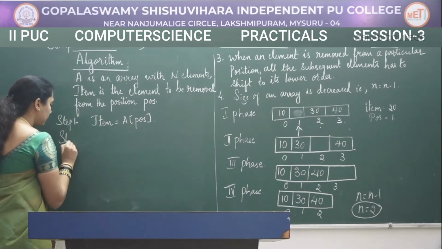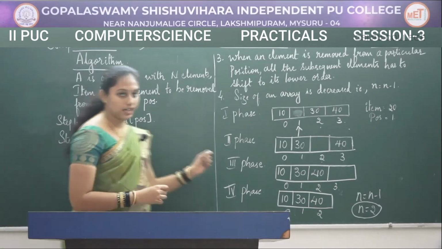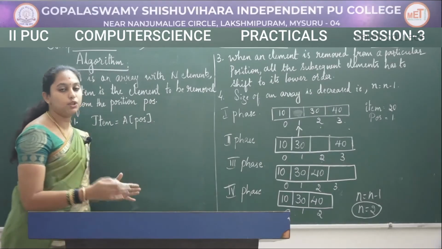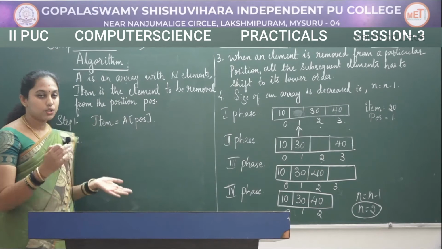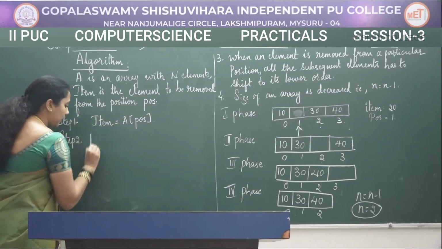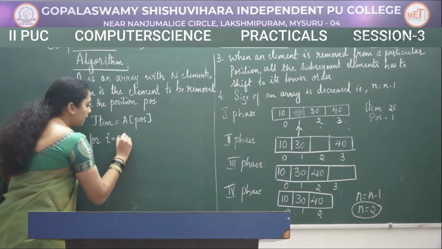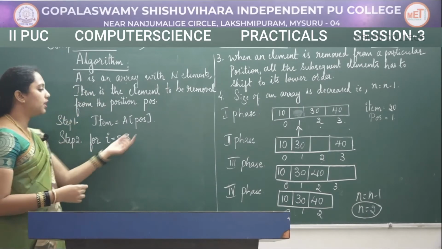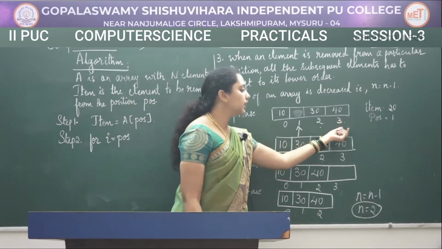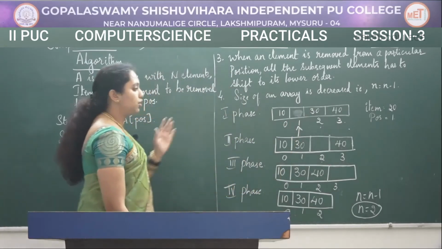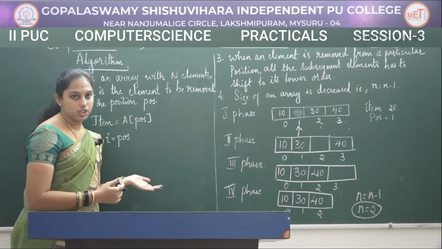In step 2, after removing an item from an array, we have to shift all the elements to their lower order position, right? So for I is equal to POS, that is from the deleted position, from this position till the last position, we have to shift all the elements to their lower order position.